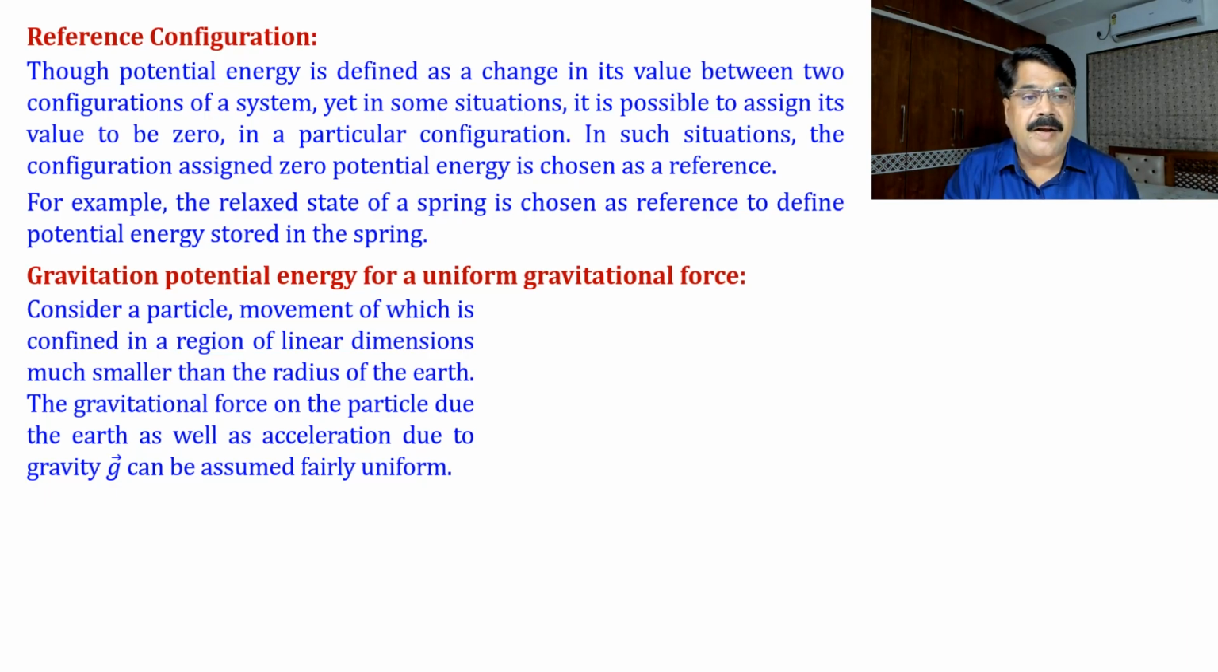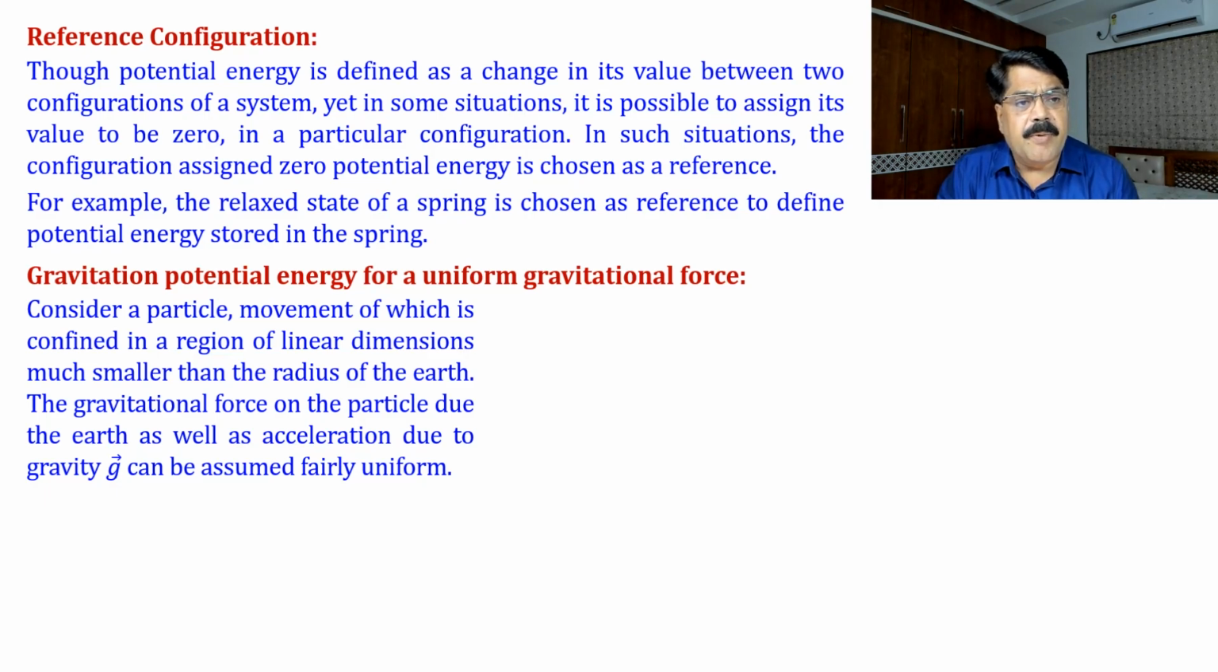So in that region, wherever it may be located, the gravitational force from the Earth can be assumed fairly constant or fairly uniform, as well as the gravitational acceleration g vector. So it is not that for assuming gravity uniform, the movement must be near the surface. The region of movement must be much smaller than the radius of the Earth. But what is the idea?